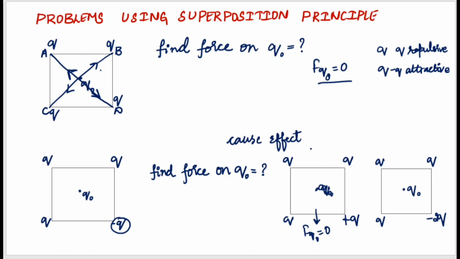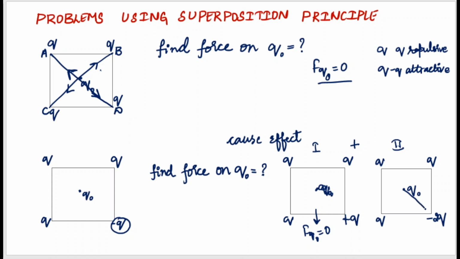I'm splitting into two cases, so let us consider this case 1 plus case 2. The sum of case 1 and case 2 will give you the overall answer, right? According to case 1, the force on q naught is equal to 0 because of the symmetry, or using the superposition principle. Here we have minus 2q, so you need to consider this minus 2q only and then calculate the force. The rest of the sides, no need to worry; only this side you need to worry about.